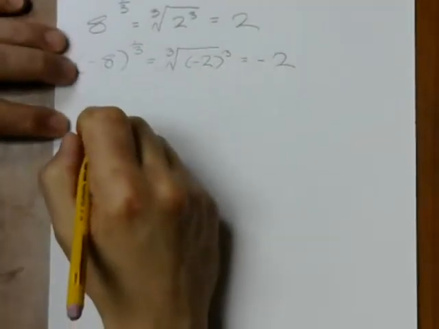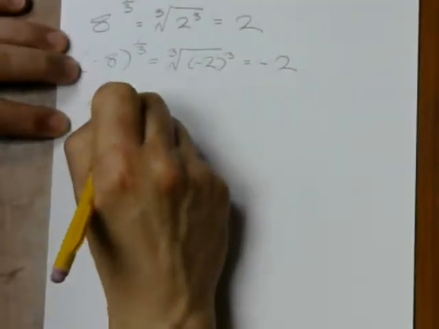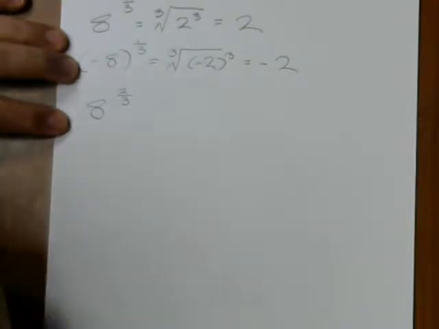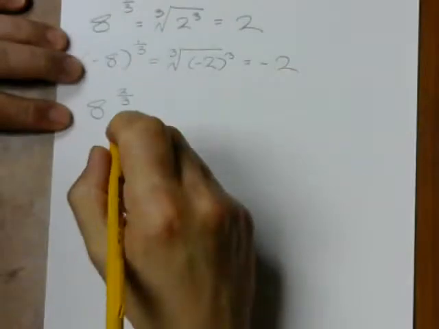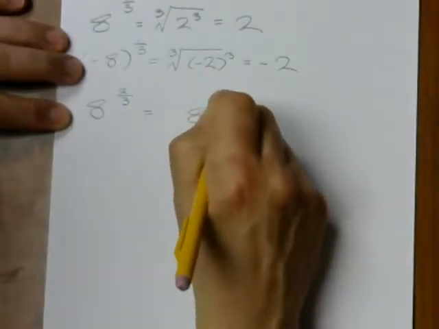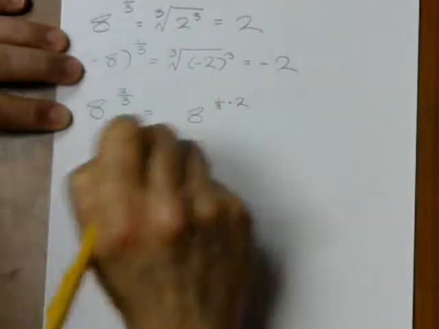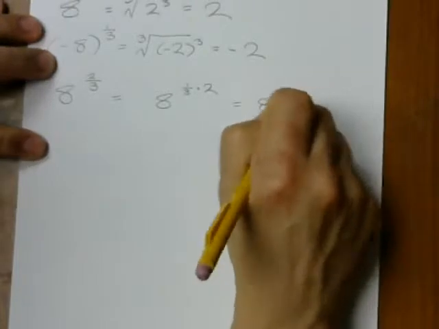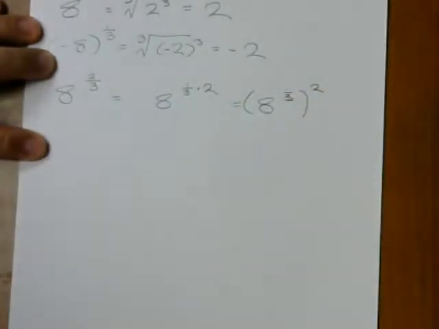However, what if we wanted something like 8 to the 2/3? What should we define 8 to the 2/3 to be? Well, let's think about that for a second. If our rules for exponents are going to hold, this needs to be 8 to the 1/3 times 2, which would be 8 to the 1/3 squared. So if our rules are going to hold, there really is only one way to do this.